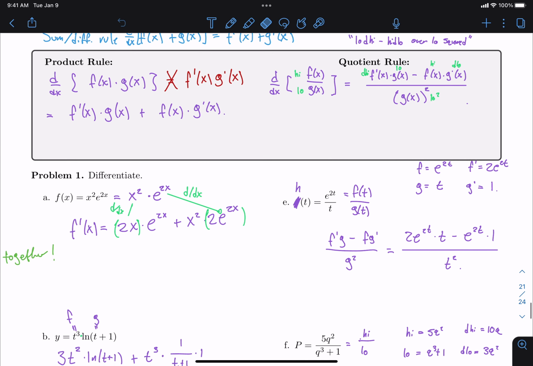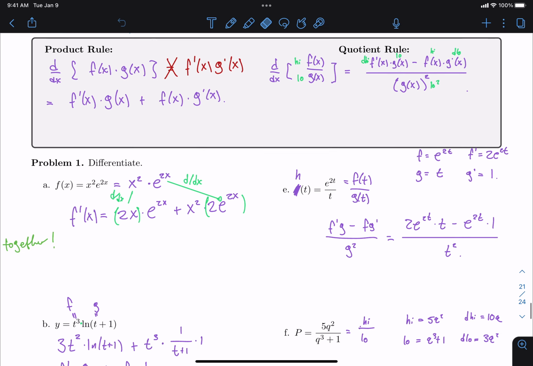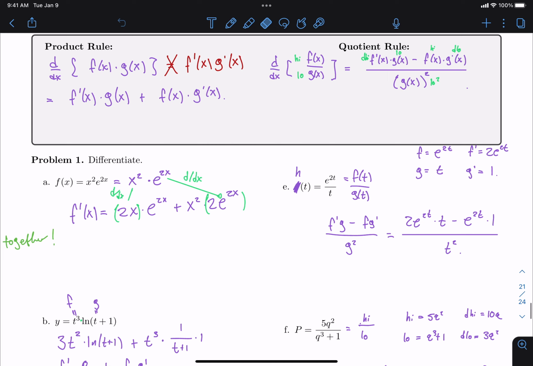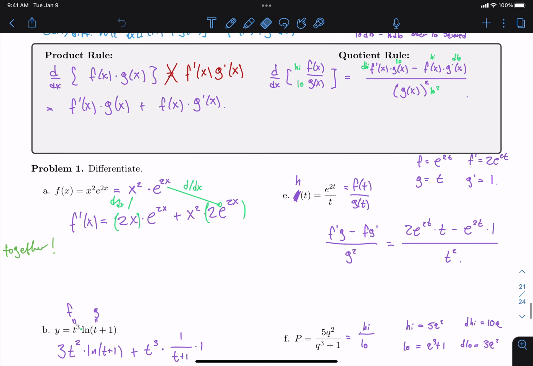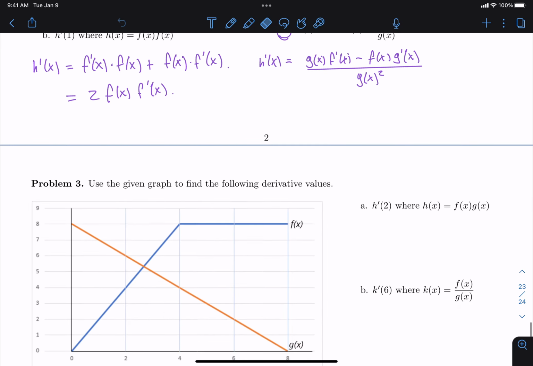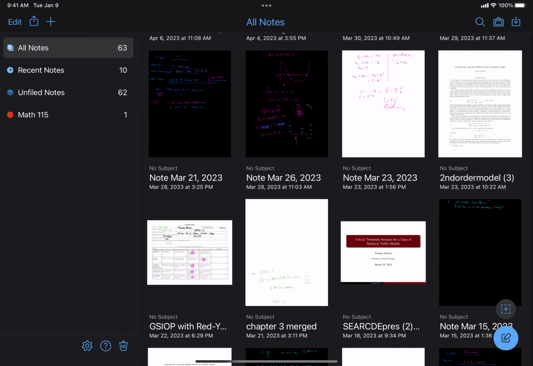Okay, so all of these rules should be something that you have memorized going into the exam. If you don't have them memorized yet, well, there's no better time than right now to memorize them. Except maybe several weeks ago. That could be a better time.